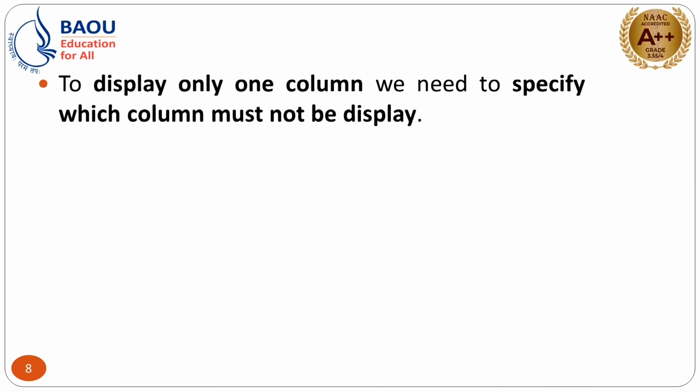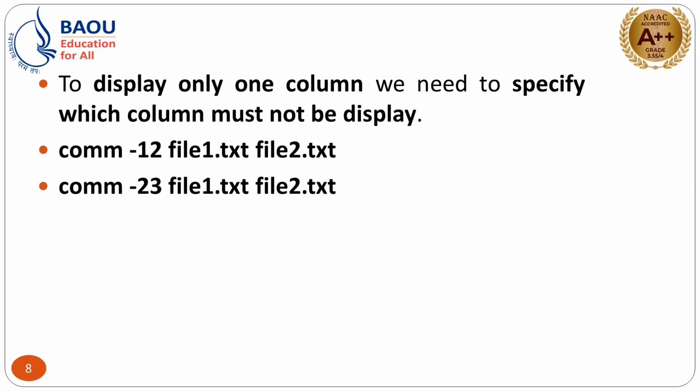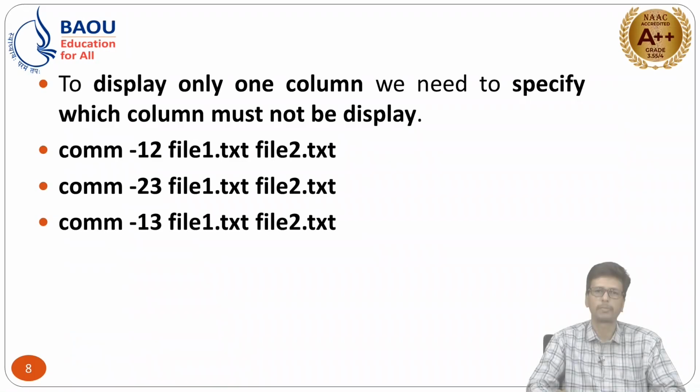Now another option is there. Say for example, comm -1, -2, -3 and -1 -3. If you require to display only one column, you have to mention the columns that you don't want to display. Say for example, comm -12 means you don't want to display the first and second columns. That means you require the third column, the contents which are common in both the files. In that case, you apply this first command.